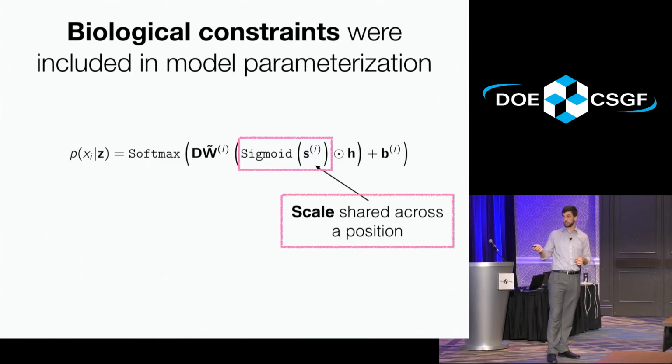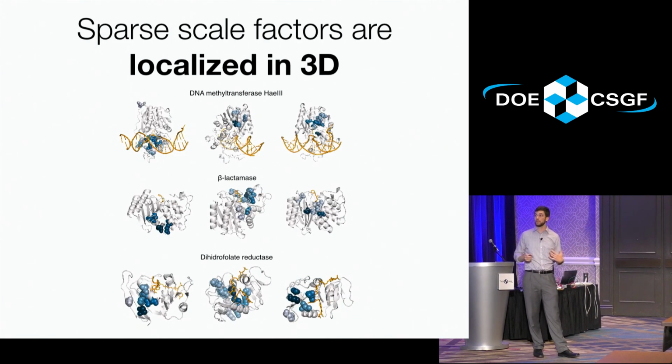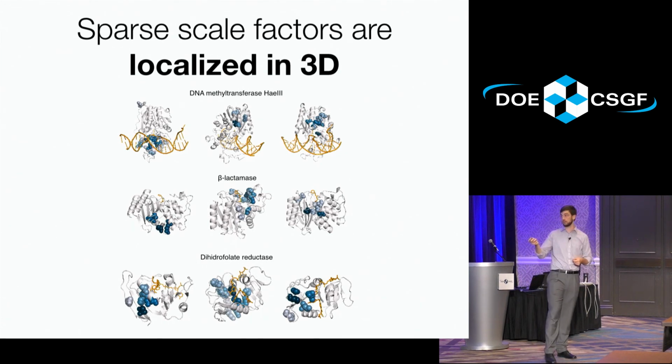Also, we have the sparsity parameter. We can map that back onto the crystal structure. And we find that it's co-localized in 3D on the crystal structure. We didn't have to put any information of the crystal structure in there. It finds it itself in the data. And that was really exciting.